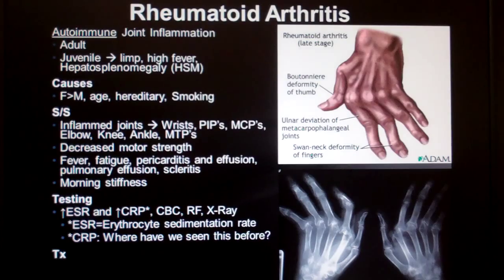RA is disfiguring, as you can see. Well, osteoarthritis shows very little outward signs. Since RA is an autoimmune disease, it affects the entire body. The immune system activation will cause fever and general fatigue, could lead to pericarditis, or an inflammation of the pericardium around the heart, or effusion, excess fluid, around the heart or lungs. Scleritis, or inflammation of the sclera, the whites of the eyes, is also associated with the autoimmune attack by RA.